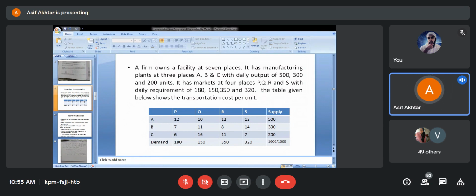पहला स्टेप है, पहला मेथड है हमारे पास, पहला स्टेज है हमारे पास इनिशियल फिजिबल सॉल्यूशन. और इनिशियल फिजिबल सॉल्यूशन करने के लिए फर्स्ट मेथड इज द नॉर्थ वेस्ट कॉर्नर मेथड. तो अब आपके सामने नॉर्थ वेस्ट कॉर्नर मेथड, देखिए क्या है.